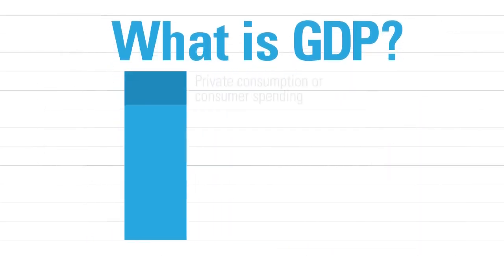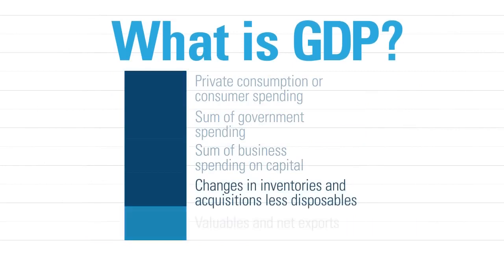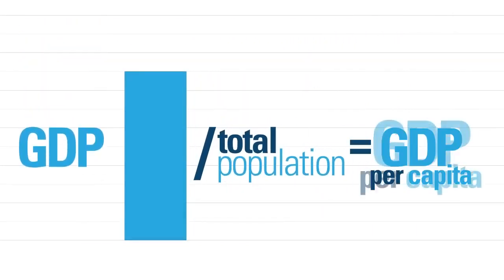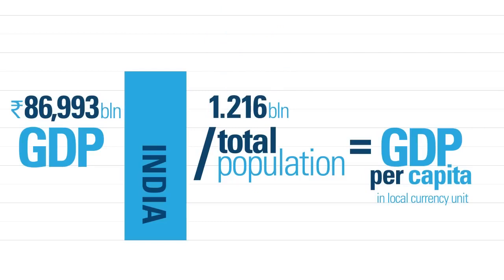Gross Domestic Product, GDP, is the monetary value of all finished goods and services produced within a country. To compare the standard of living across different countries, GDP per capita is more useful. It's calculated by dividing the GDP of a country by its population.